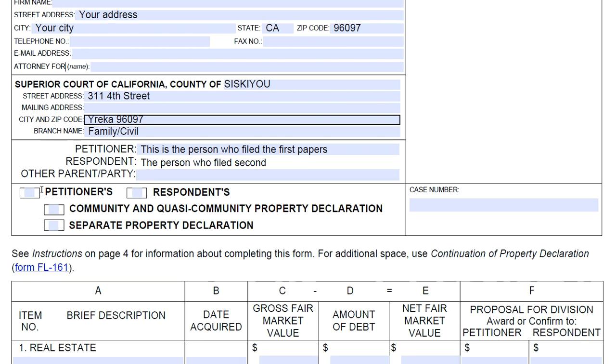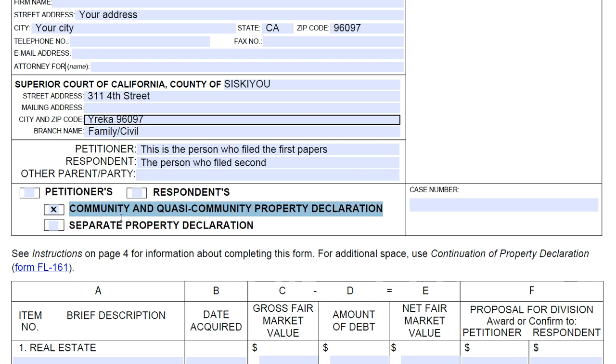So like I said at the start, this can be used as petitioner's form or it can be used as respondent's form. So if you are the petitioner, mark the box next to petitioner. If you are the respondent, mark the box next to you. It can be used for community property or quasi-community property.